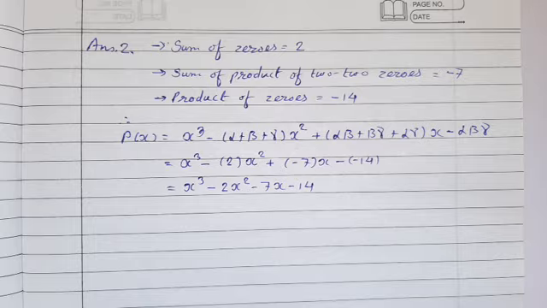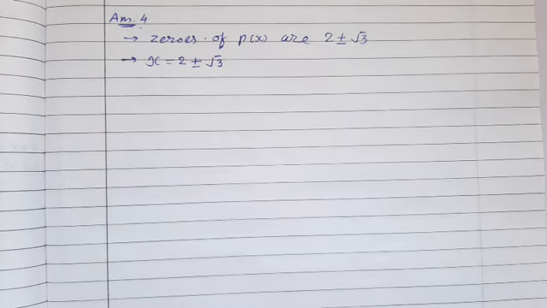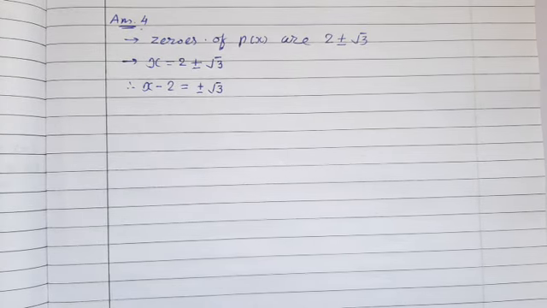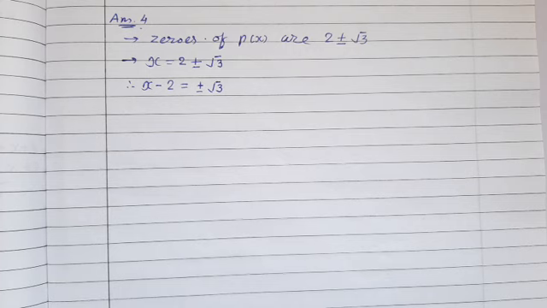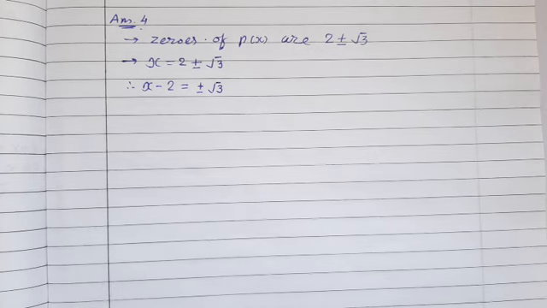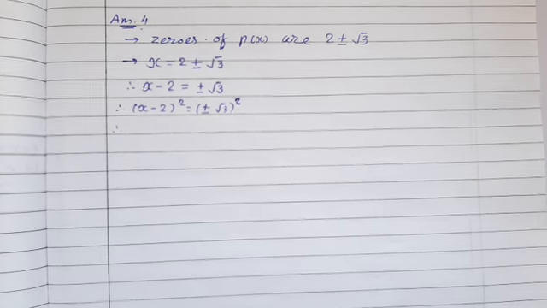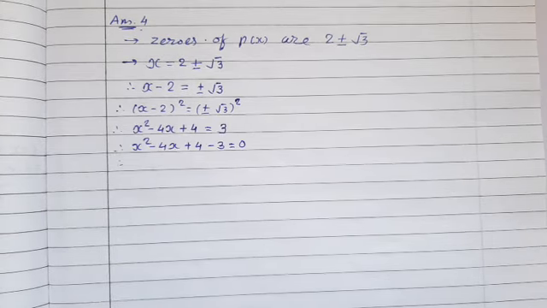Now in answer number 4, question number 4, you are given two zeros of a polynomial and you are asked to find the other zeros. As we have learned this method before, the value of zeros is always called the value of x. So I will write x equals 2 plus or minus root 3. So x minus 2 equals plus or minus root 3. Now I will square both sides. So the square of x minus 2 and the square of plus or minus root 3. The square of root 3 is 3. When we bring 3 to the left hand side, we get this polynomial x square minus 4x plus 1.